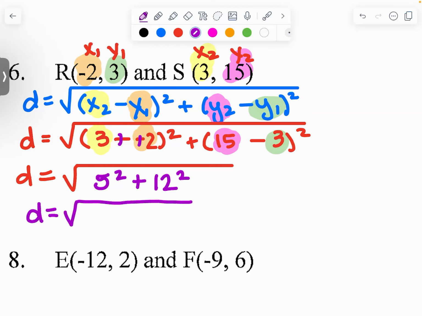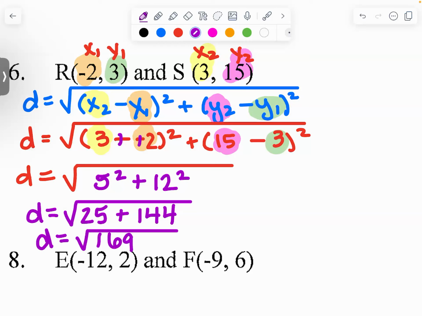So now, Kanaya, you're rocking your perfect squares today. What's 5 squared? See? Cash, what's 12 squared? 144. Good. Okay. So now our last step is to add these two together. What happens when we add 25 and 144? 169. So our answer is the square root of 169.